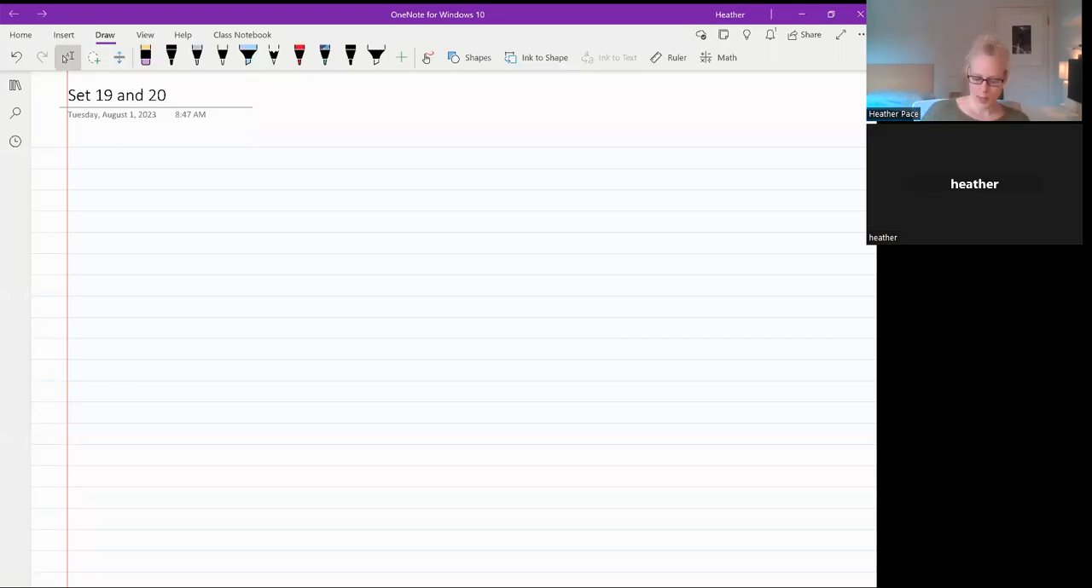Everyone, so we are back in week 6. We're going to work on sets 19 and 20 today. We are working with rotational equilibrium and dynamics. So let's start by looking at the assignment we have this week, or I shouldn't say assignment because it's not something that you turn in.